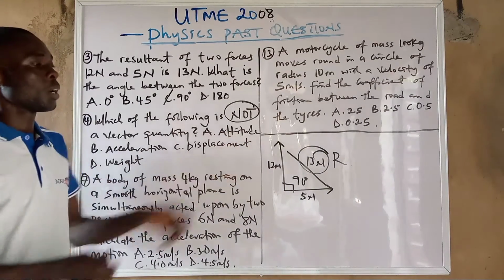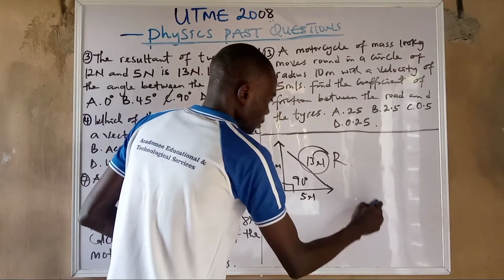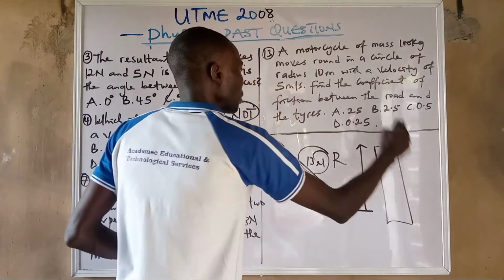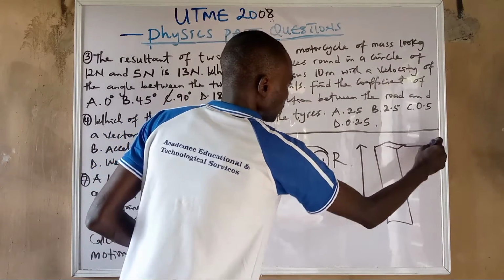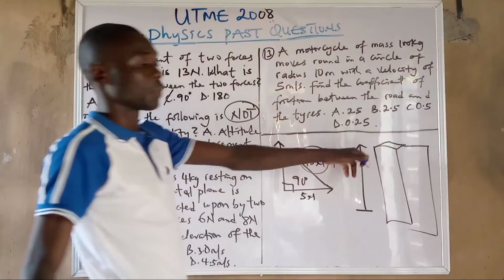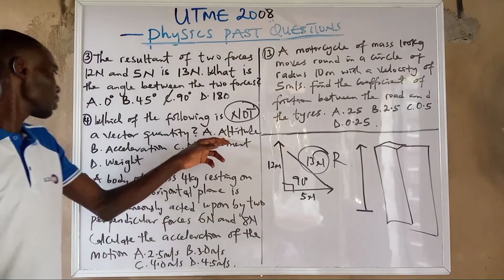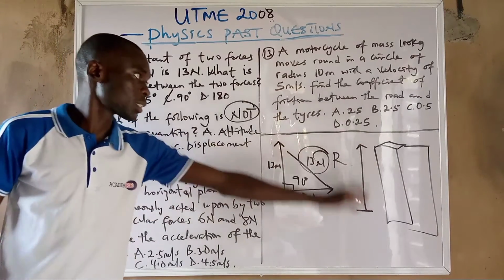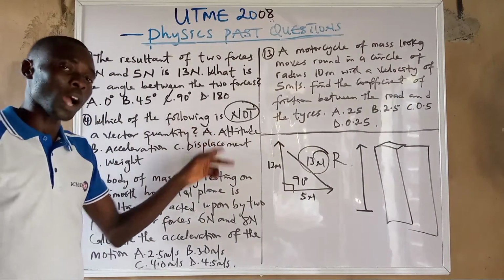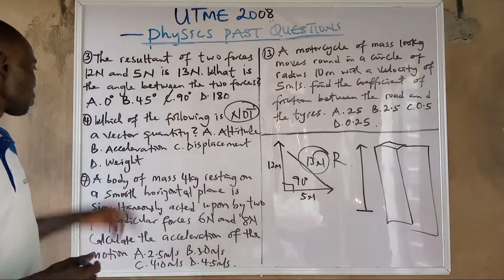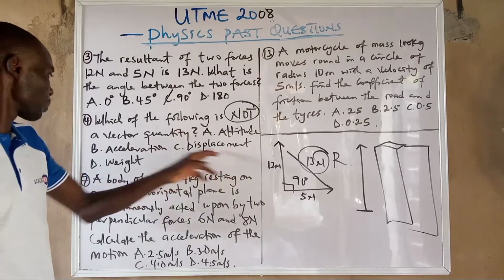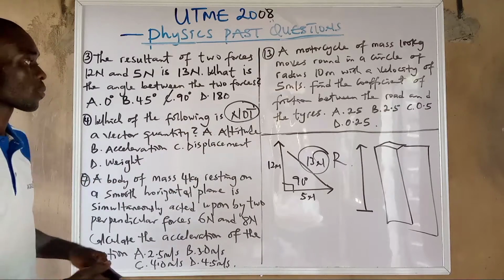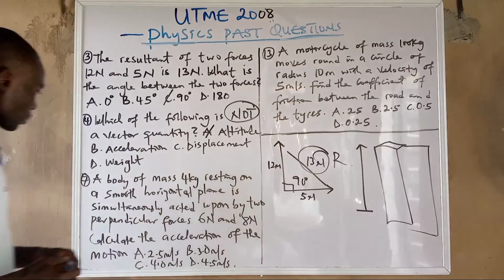We have altitude. Altitude is height. Let's take for instance, if this is a building, then you are talking about altitude, that means you are talking about the height. Will height be a vector quantity? No. Height is just a distance, and distance is a scalar quantity, not a vector quantity. Now look at acceleration, displacement, weight. B, C, and D are vectors. Only the one that is not a vector is altitude.